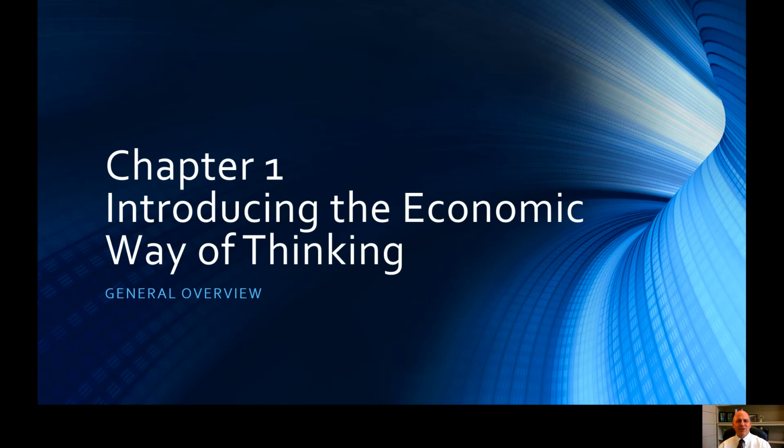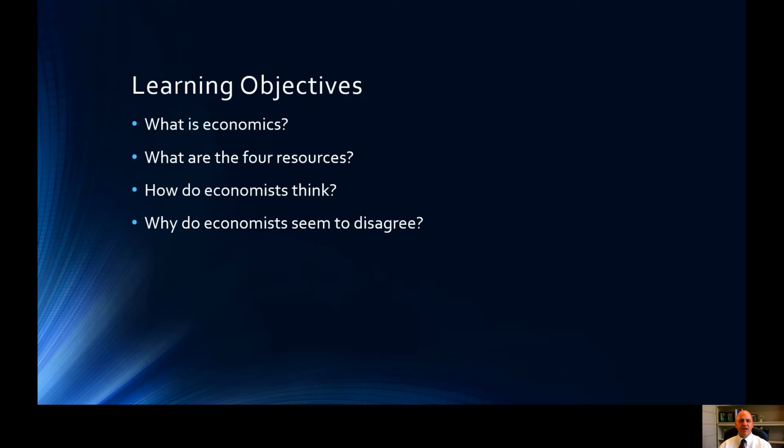In this chapter, you will begin to understand some of the basic economic principles, basic building blocks for thinking about economics. In general, you ought to learn from this chapter what economics actually is and what it is not. What are the four resources that economists speak about? How is it that economists think about the world? What is their framework for thinking about economic problems? And why is it that economists always seem to disagree with each other?